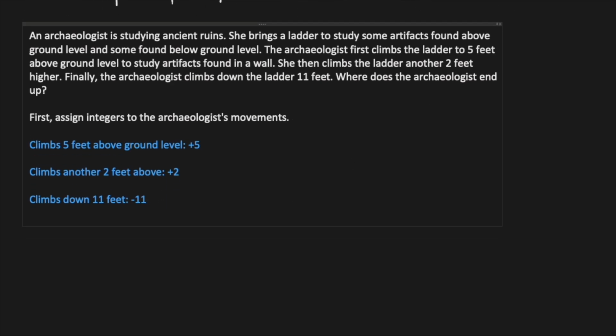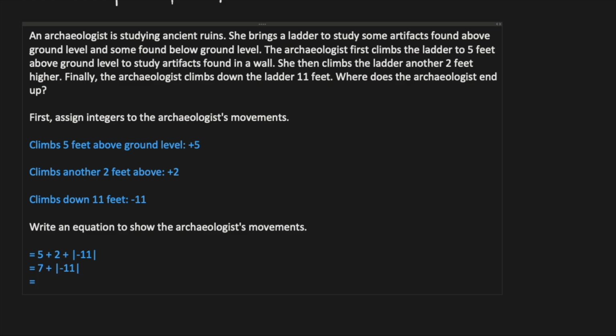You can write an equation to show the archaeologist's movements. 5 plus 2 plus negative 11. And we know that 5 plus 2 equals 7, plus negative 11, which we will then end up with negative 4. So the archaeologist ends up 4 feet below ground level.